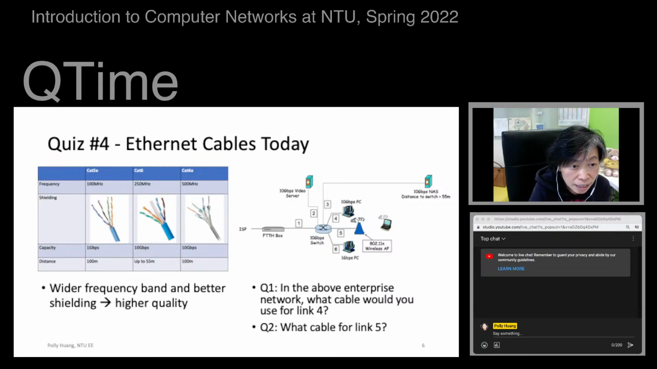Link 6 is connecting to yet another PC, a 10 gigabits per second PC. So Q1 here asks, in that network, what cable would you use for link 4? That is the cable connecting to a 10 gigabits per second PC. And Q2 here, what cable for link 5? Oh, that is the one connecting to the Wi-Fi access points. All right, so gather your teammates and think about Q1, Q2.